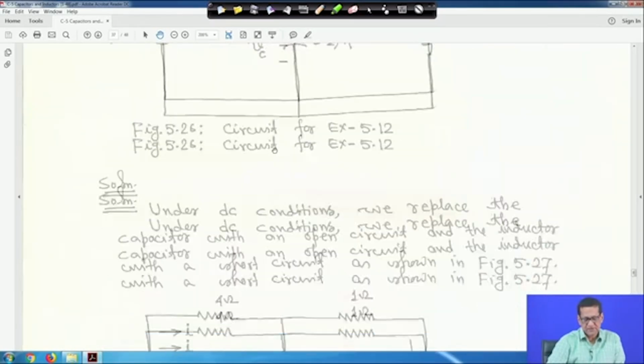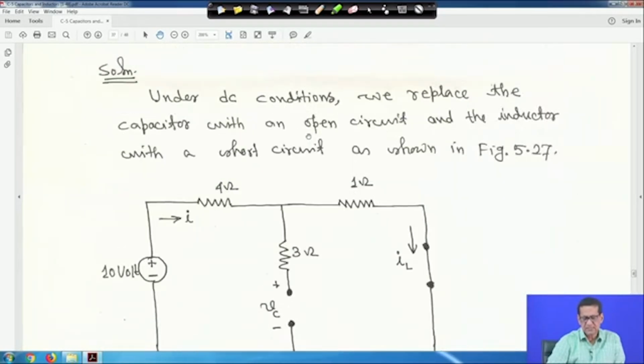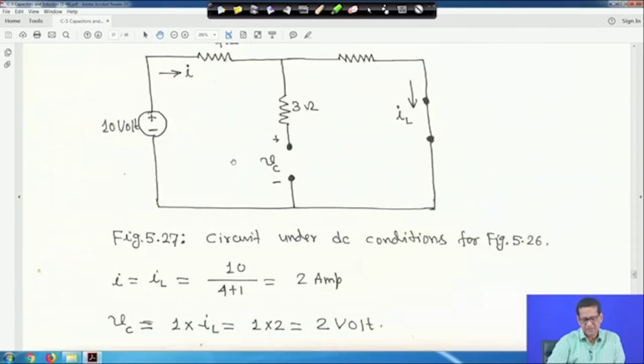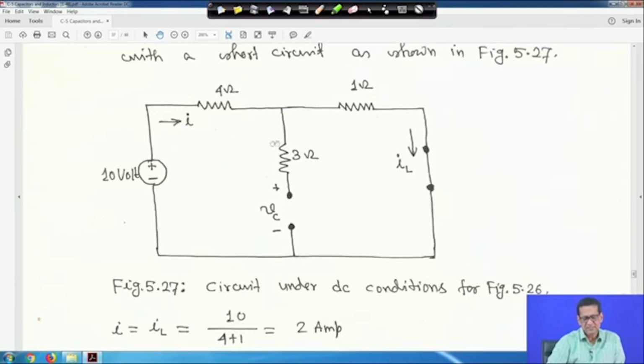So, the question is that under DC condition we replace the capacitor with an open circuit. For DC, as we have seen, the capacitor is open circuit and the inductor should be short circuit. So, the inductor is short circuit. That means no current is flowing through the 3 ampere branch because it is open circuit. So, then what will be I? It is 4 plus 1, 5 ohm and 10 volt. So, it will be 10 by 5, so 2 ampere. This is a simple series circuit, nothing is flowing here, so I and IL are the same.